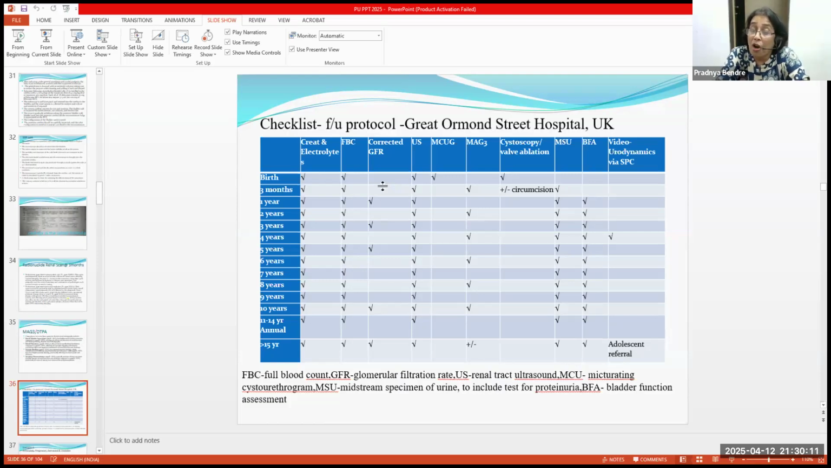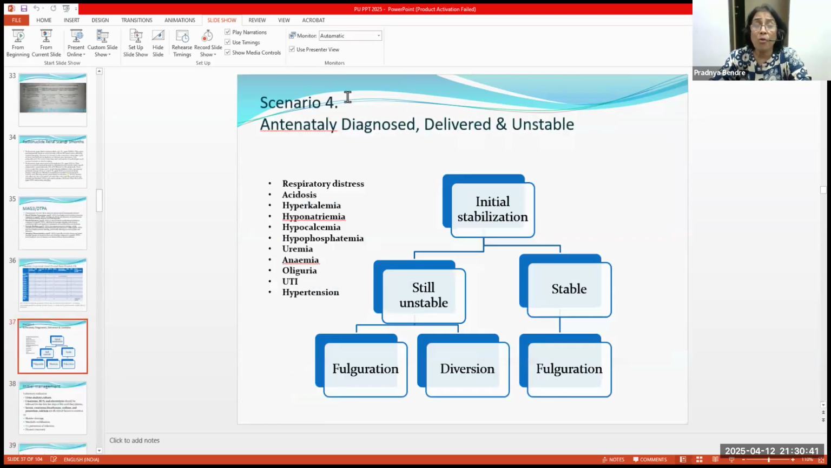A few centers will not rely on this picture, and they will ask for the VCUG. A few people go directly for the cystoscopy. So the option is yours. You have three options: assess clinically and ultrasound-wise, assess by MCU, assess by cystoscopy. Whatever your institute prefers and whatever way you are proficient, you should adopt that, but vigilance is required.